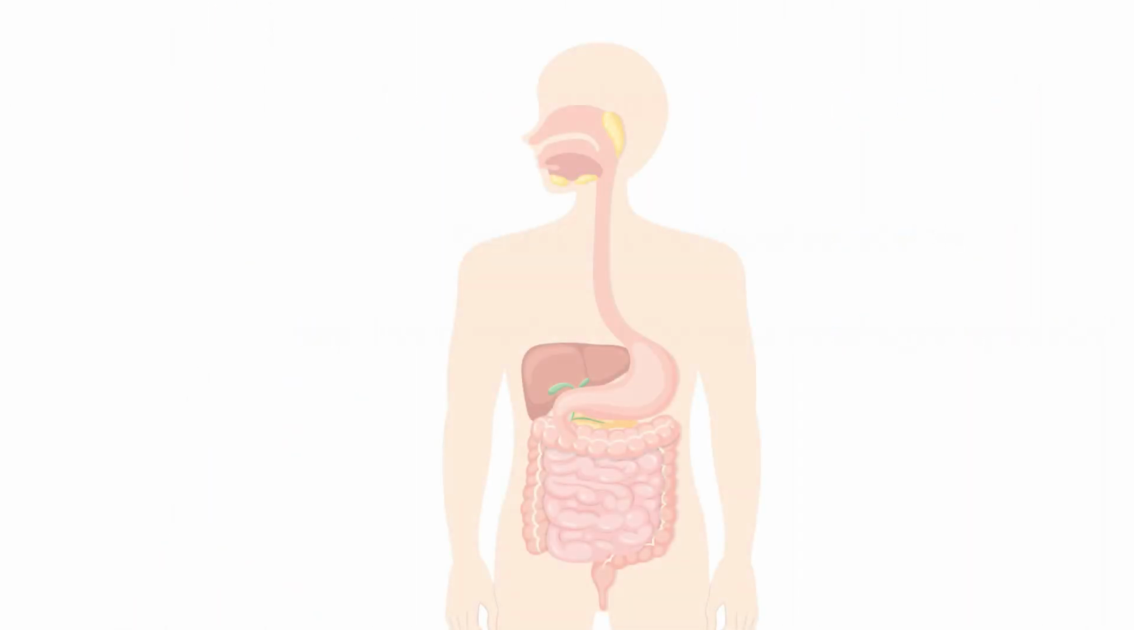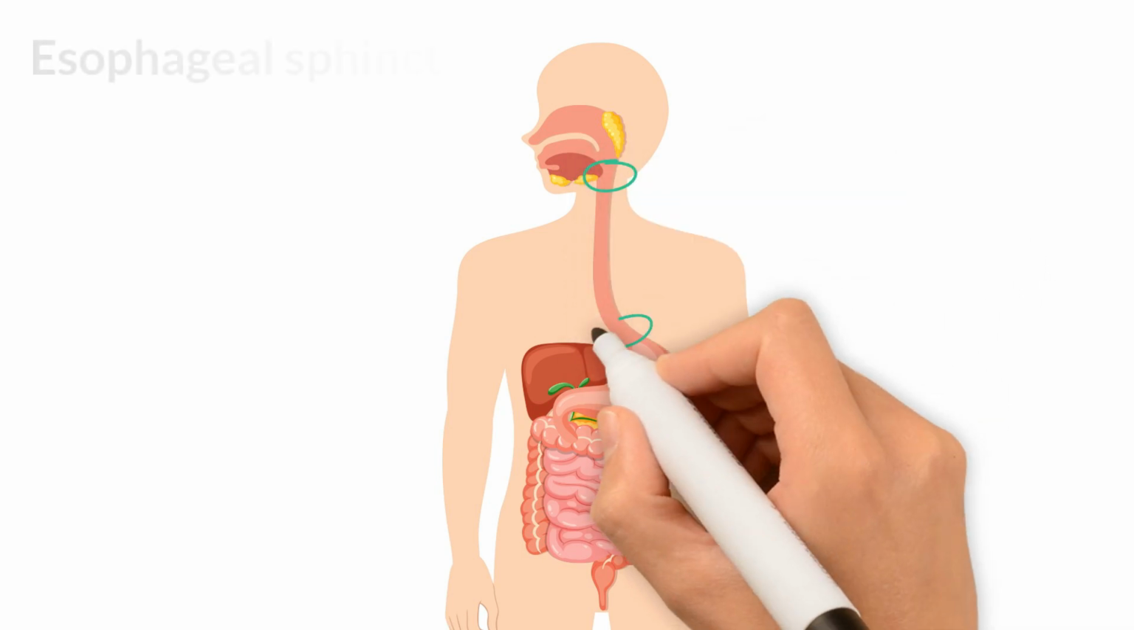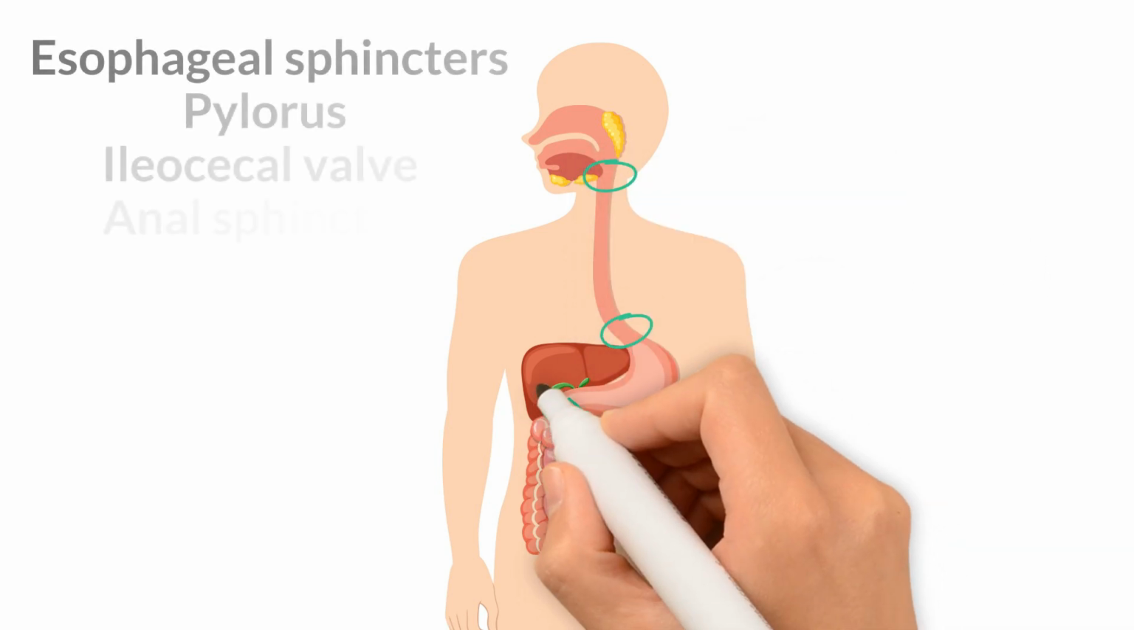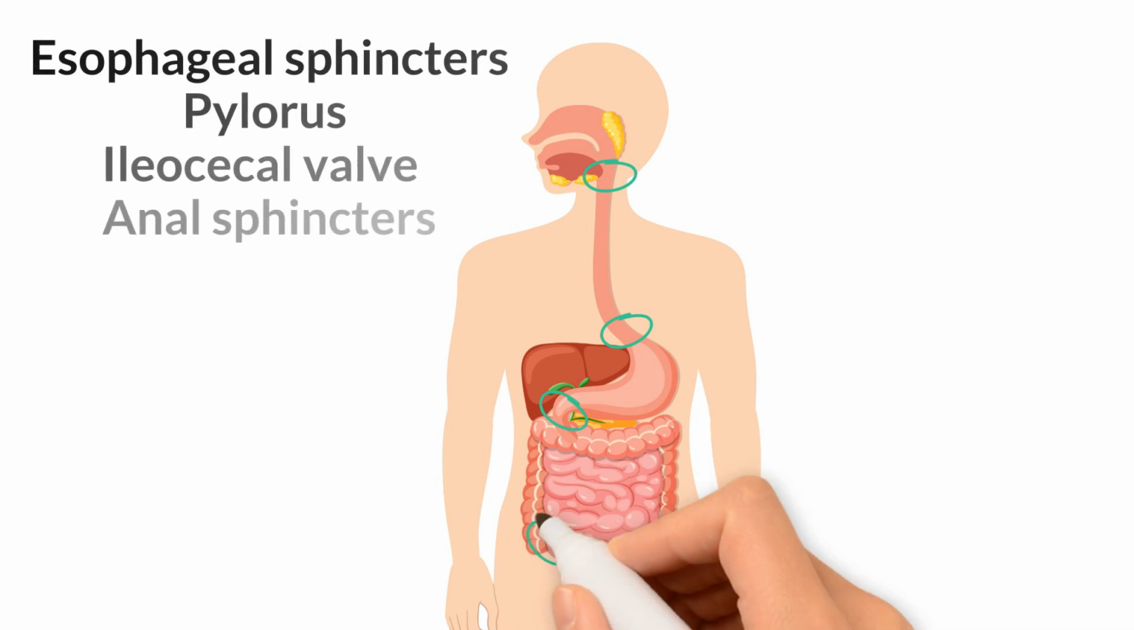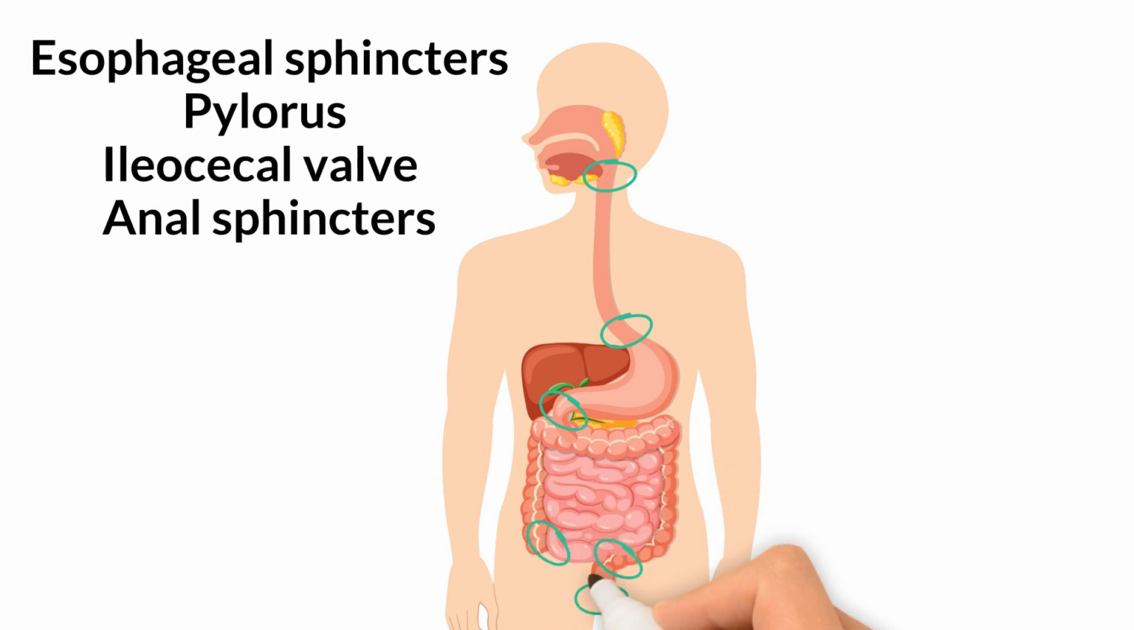This is your intestinal tract, and it's functionally divided into segments by muscle rings known as sphincters, and they restrict the flow of intestinal contents to optimize digestion and absorption. These sphincters include the upper and lower esophageal sphincters, the pylorus in the stomach, the ileocecal valve in the large intestine, and the inner and outer anal sphincters.